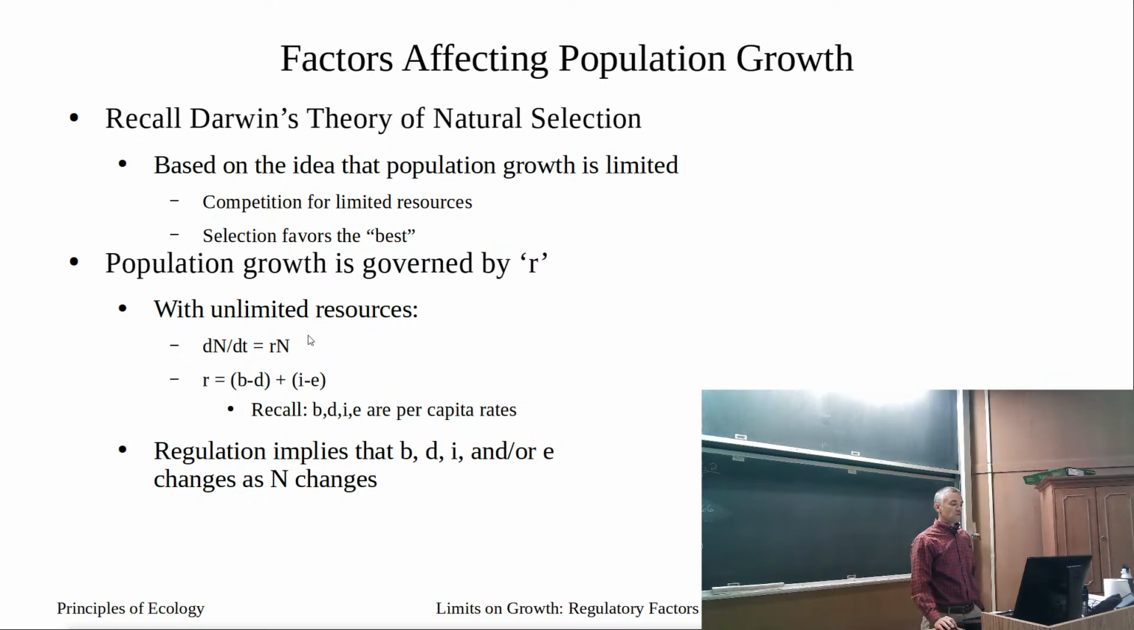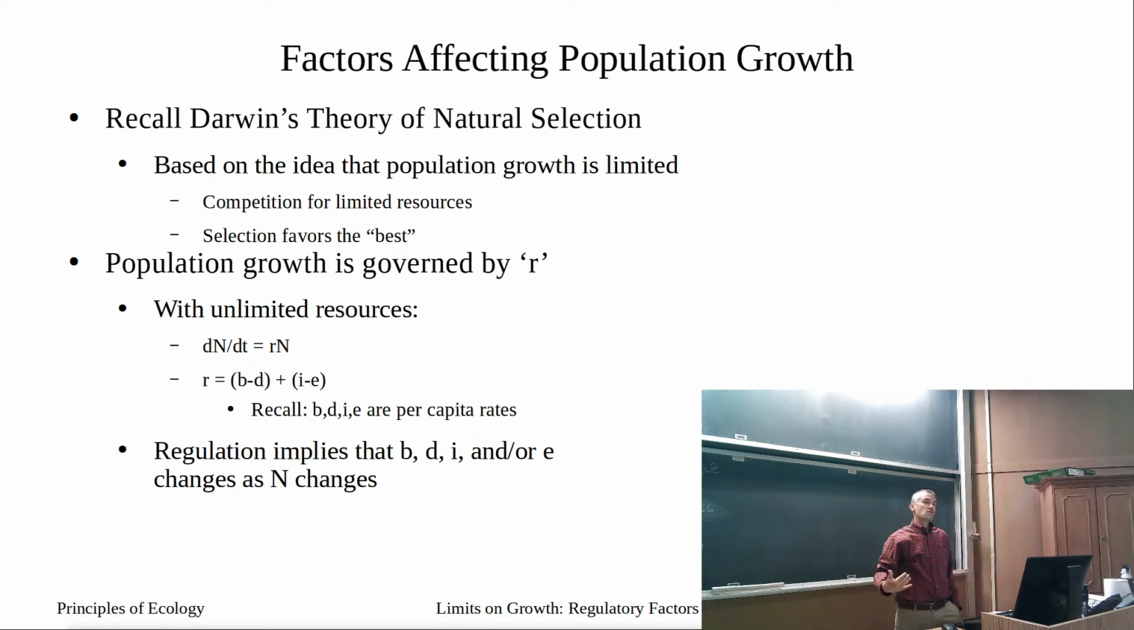So with unlimited resources, we said that our change in population size, dN over dt, is equal to this little r times our population size. And little r was defined as our birth minus death rates plus our immigration minus emigration rates. So again, these are all per capita, and we said that this was all constant. If this is true, then our population grows to infinity. But we know that doesn't happen.